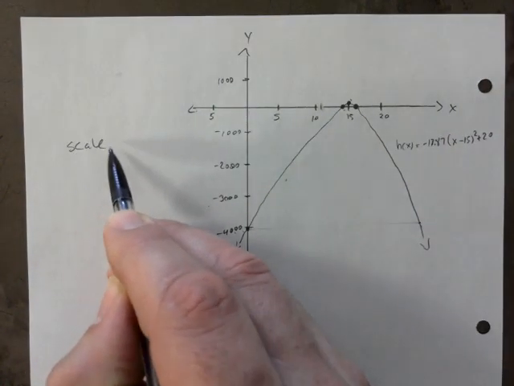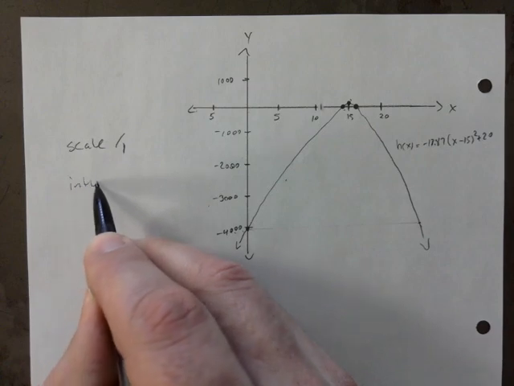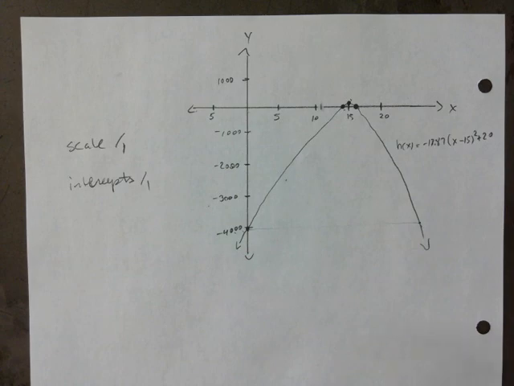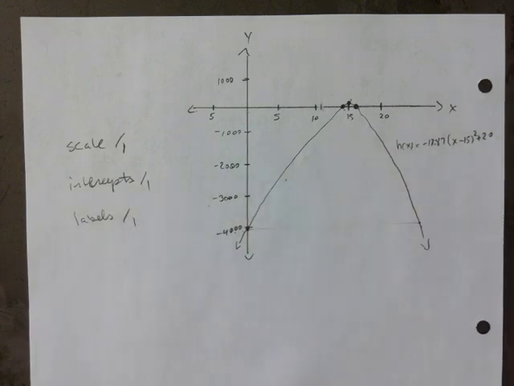Okay, so I would basically say, if your scale is good, scale is usually worth a full mark. Intercepts is usually a full mark, and then labels, I would give you another mark for that. Did I say 4 marks on this one? We'll make it 3 anyways, because I don't give more than 3 normally for graphs.